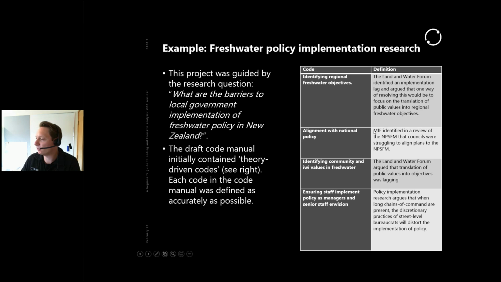For these other codes, for example, the Ministry for the Environment has raised some issues that they believe alignment with national policy might be one of the reasons why local councils are struggling to implement freshwater policy. But also some of these, such as this final one here, ensuring staff implement policy as managers and senior staff envision, didn't come from New Zealand-based research, but was actually from international policy implementation research. So this is what a draft code manual looks like before the coding process begins.